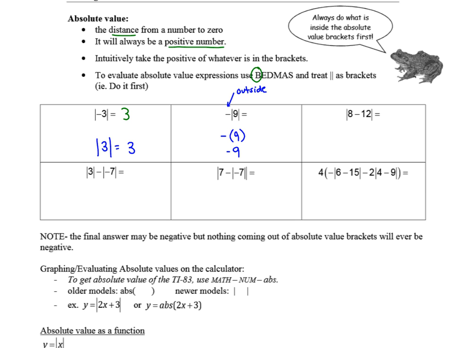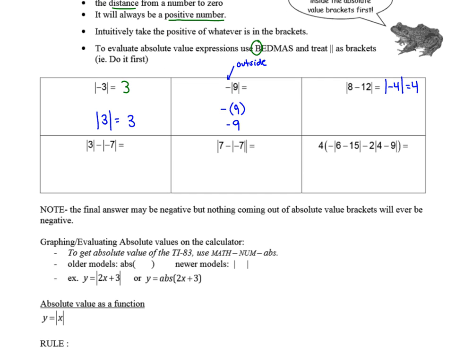So to treat this like regular BEDMAS, we simplify inside first. 8 minus 12 is -4, and absolute value of -4 is 4. Okay, can you do this on your calculator? Yes. So before we solve the rest of these, down here it tells you how to punch this in on your calculator if you want to grab it.